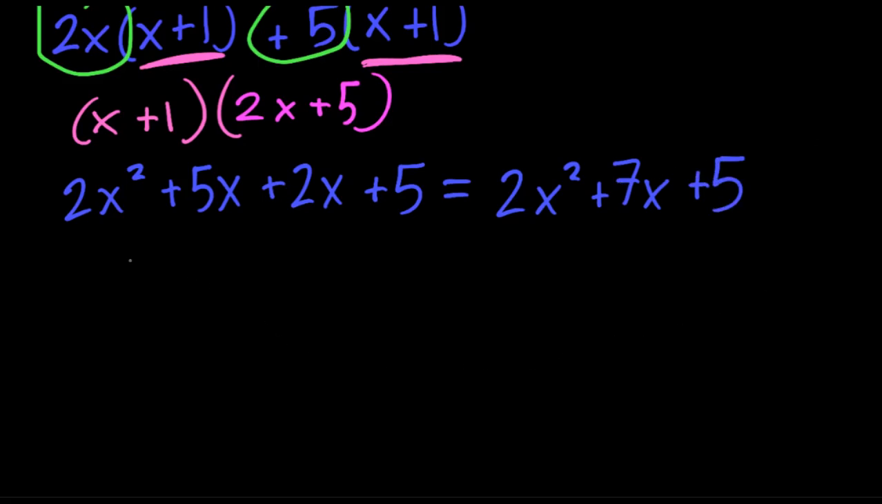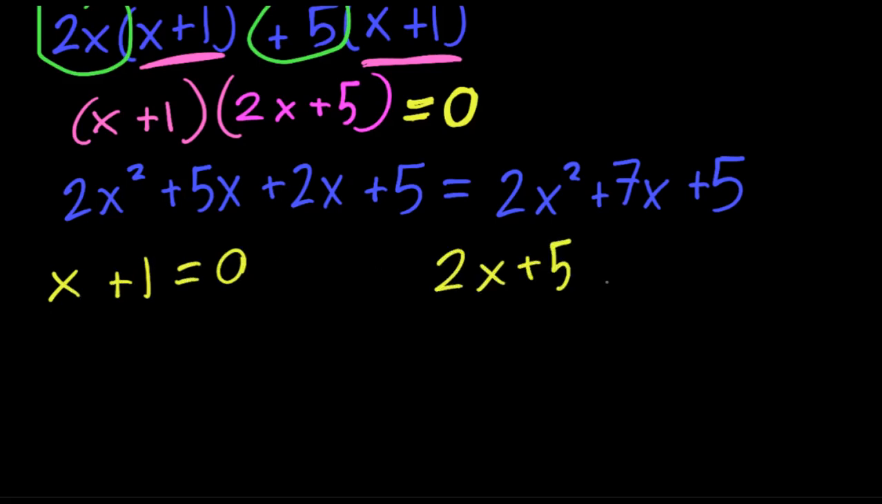We need to actually solve for x. And remember that one of these terms up here is going to be equal to 0, right? Because the whole equation is equal to 0. So we set both of them equal to 0. So either x plus 1 is equal to 0, or 2x plus 5 is equal to 0.